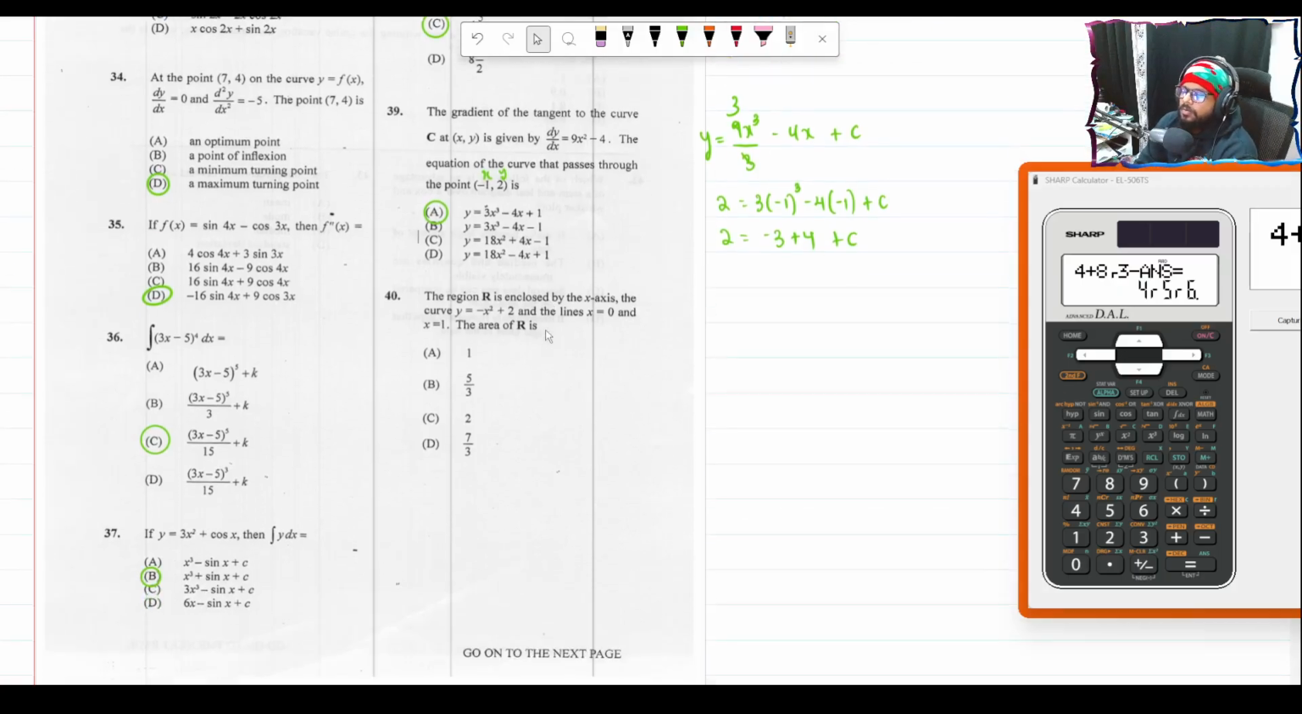The region R is enclosed by the x-axis and the curve; find the area of R. Okay, so we need to get the area, so the integral between 0 and 1 of minus x squared plus 2. I just go and write that as 2 minus x squared.